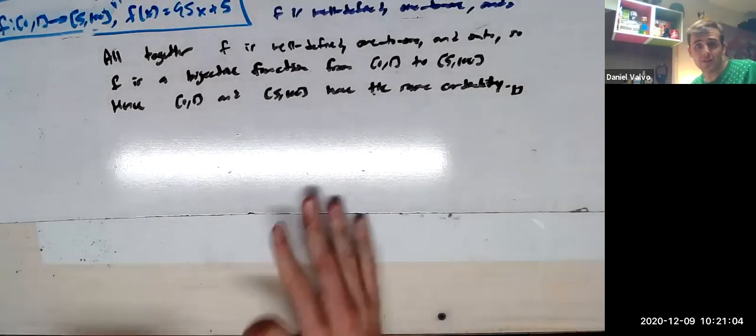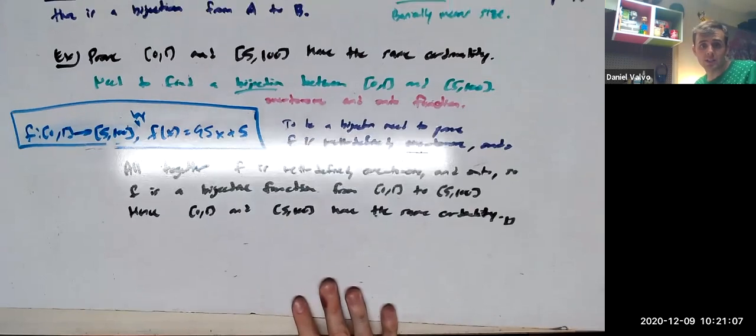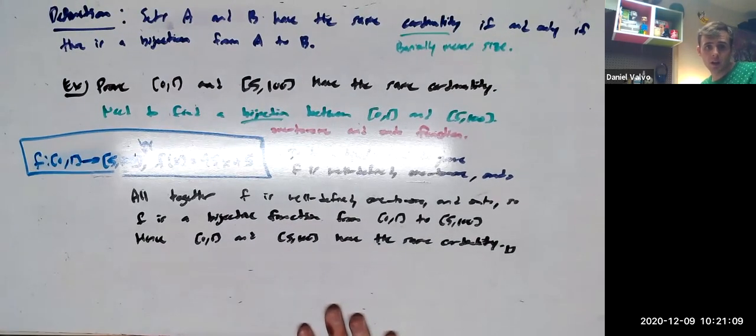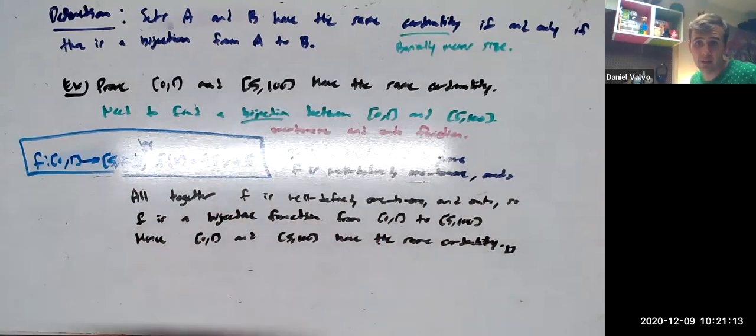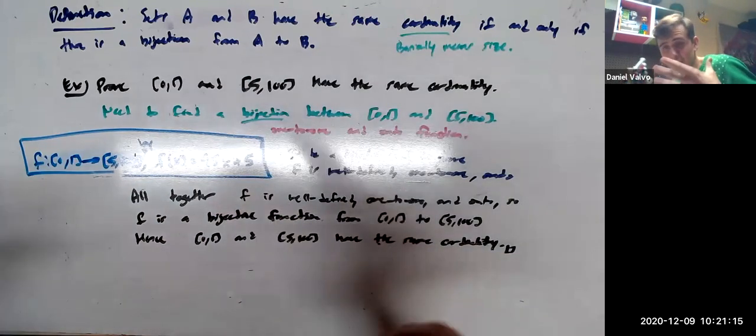Meaning in a certain sense, they have the same size. So in a certain sense, our sets here, [0, 1] and [5, 100], have the exact same cardinality, even the exact same size, because of the existence of this bijection.